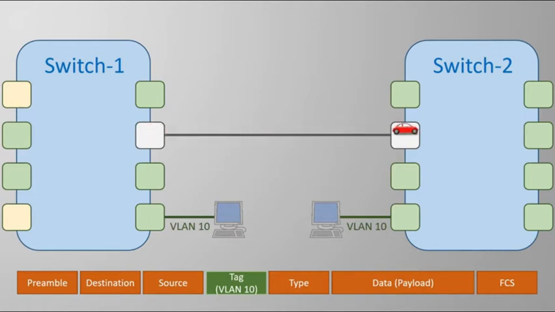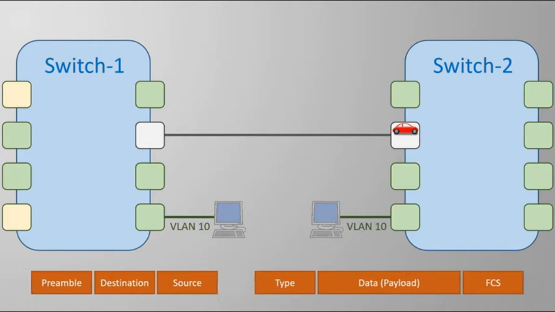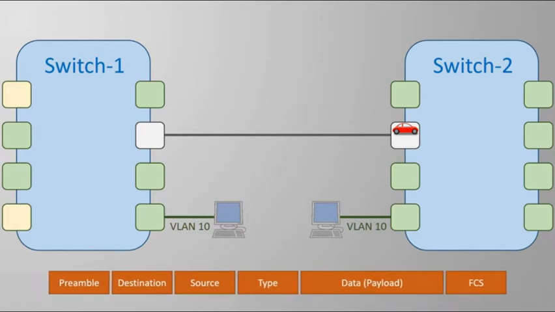When the frame arrives at the destination trunk port, the switch looks at the tag and knows the VLAN that this frame belongs to. It can now strip the tag from the frame and deliver it to the destination workstation. So the workstation will never see the VLAN tag. In fact, it doesn't really even know that it's in a VLAN.